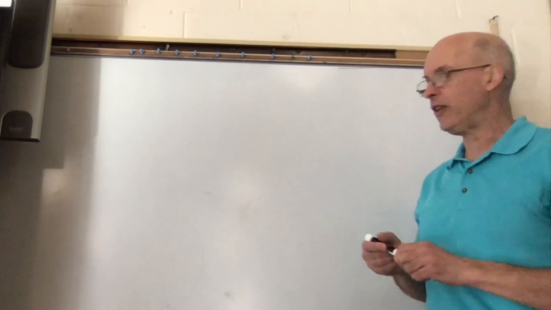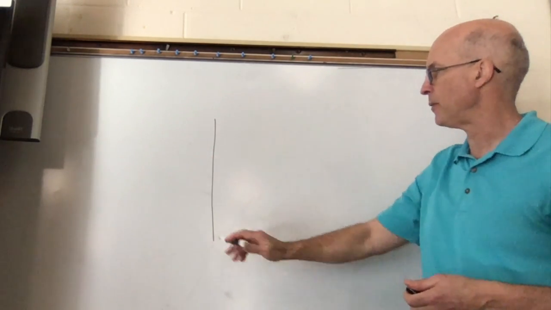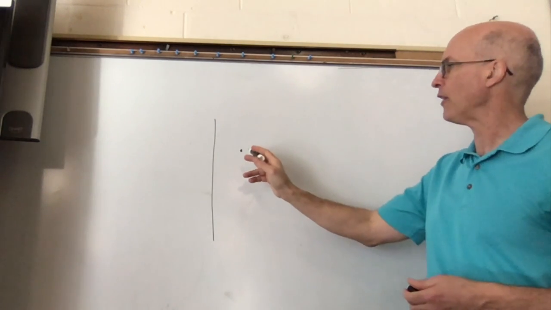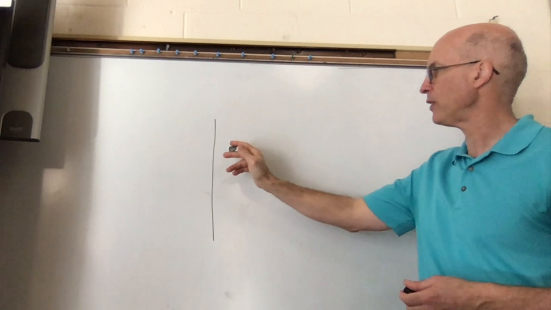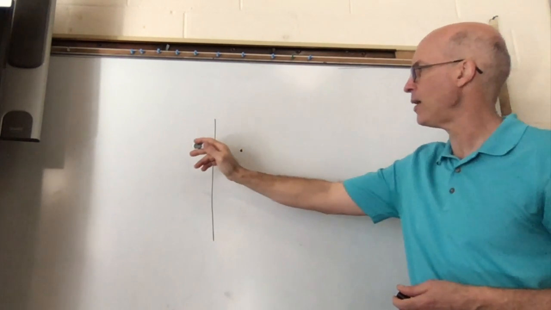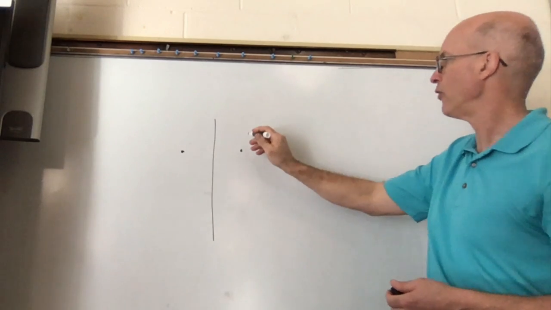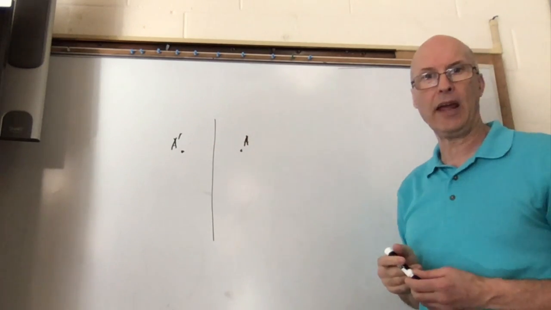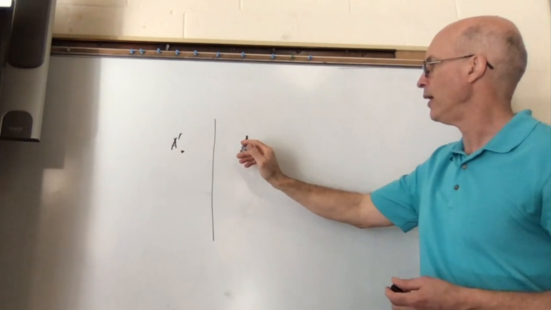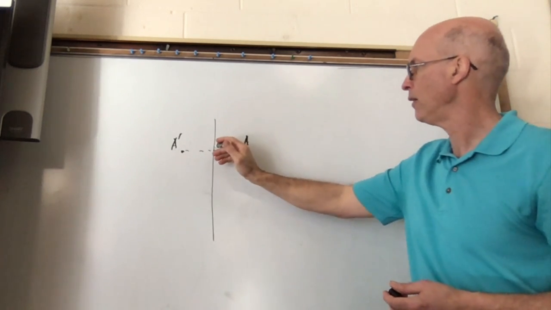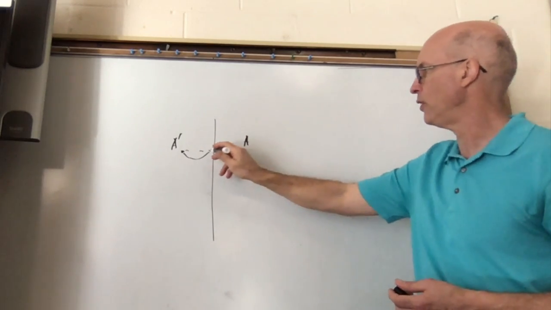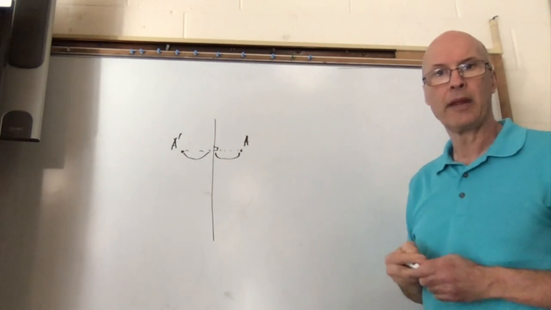So reflection just means that you have a line of symmetry, and if you have a point on one side of that line, then a reflection is going to be going perpendicular to the line and the same distance to the other side. So if this was A, most of the time we call this A prime. That's the reflection of A across there. Again, perpendicular to this line, and the same distance, equidistant here and there.